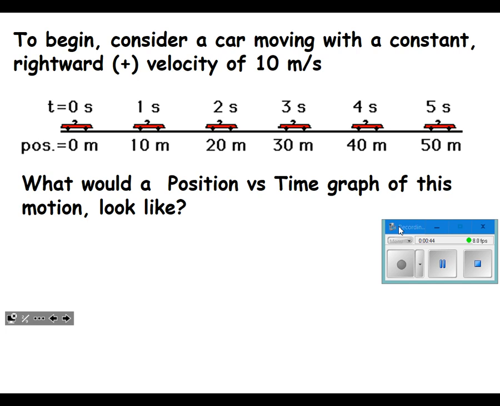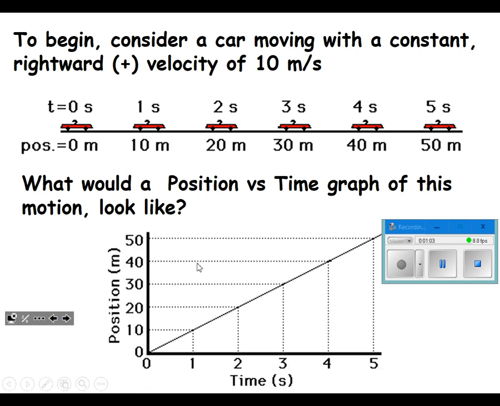The thing to really think about is position is on your y-axis, time is always on your x-axis, and this is going pretty constant. As the position goes up, the time goes up, or as the time goes up, the position goes up. So this is a direct correlation. So our position versus time graph would be a linear line that looks like this.